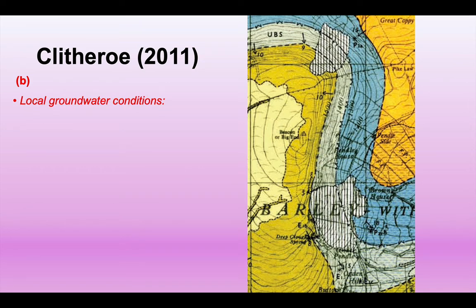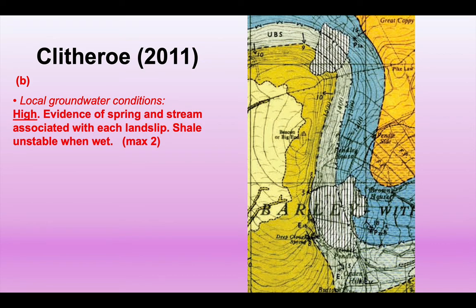The local groundwater conditions, then, this is clearly having an effect. There are springs and streams associated with each of these landslips. The shale, when it's wet, can lose its cohesive strength, and this water, particularly if it's under pressure in groundwater, can act as a lubricant.